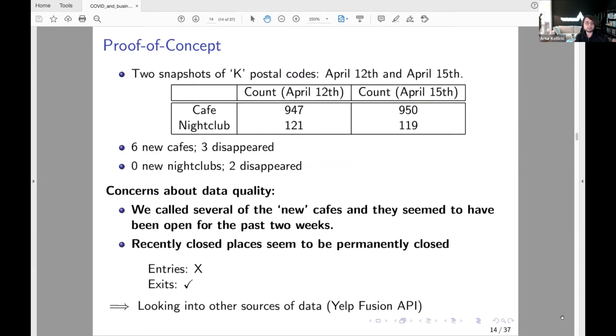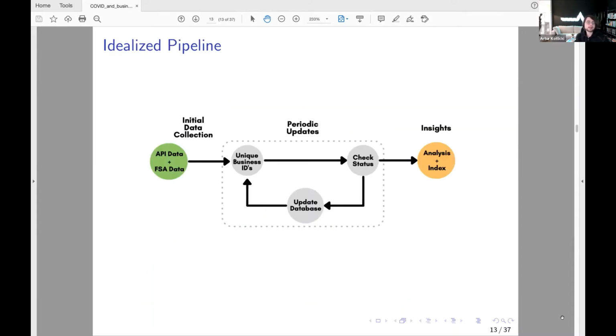And business updates can be done, sorry, can we go back for a second? Business updates can be done in multiple ways. So there are more costly full searches where we are getting quite detailed information about the place, or they can possibly be done in much cheaper, shorter queries where we are just checking the status of the business. And finally, once we have gathered this data set or this time series, we can perform further analysis to try to answer the main questions of this project. Okay, next slide, please.